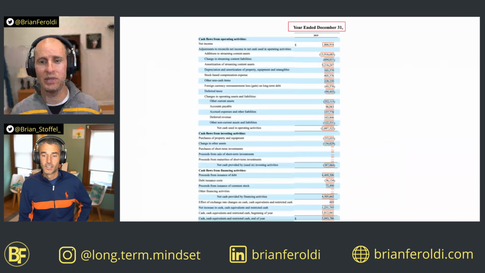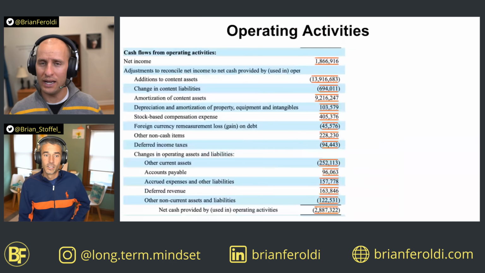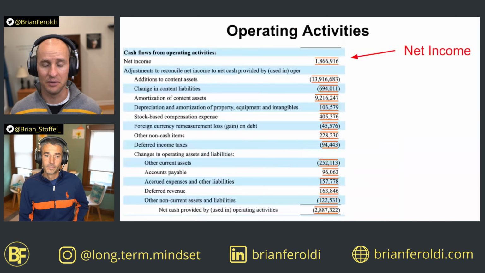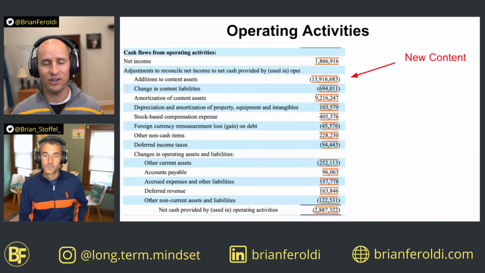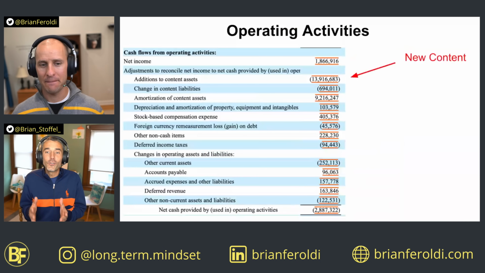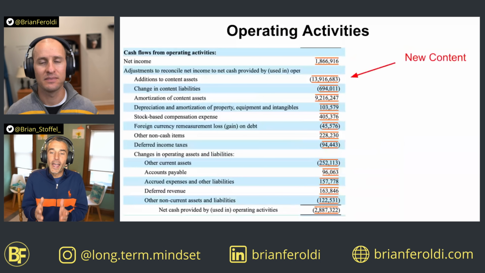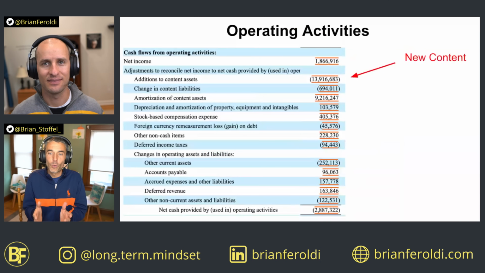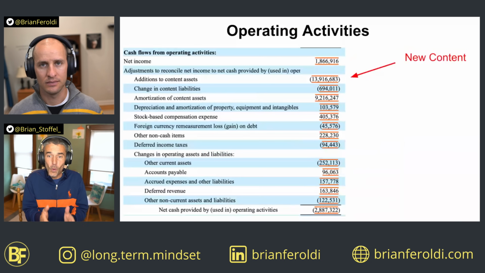Let's start by zooming in on the operating activities. We see that the company reported $1.9 billion in net income. Sounds pretty good. But as we make our way down the cash flow statement, we actually saw that the company spent almost $14 billion on new content. So that new content would be like, in this case, the final season of Orange is the New Black, or whatever new movie or TV show you saw that was produced in 2019. That's a lot of new content.